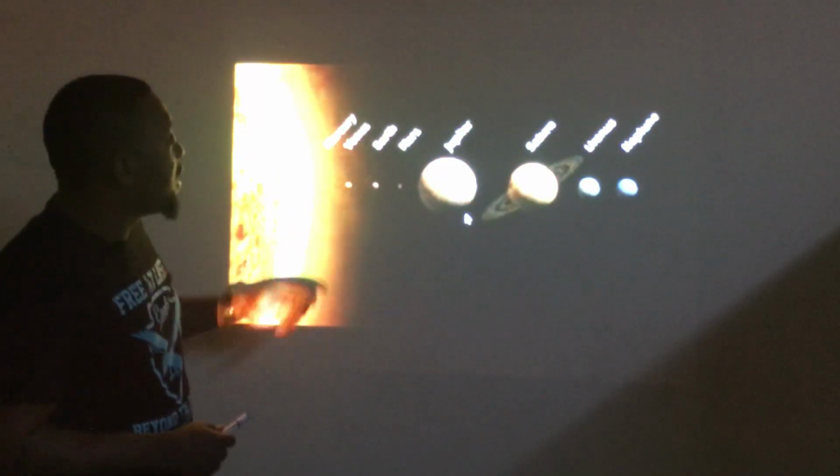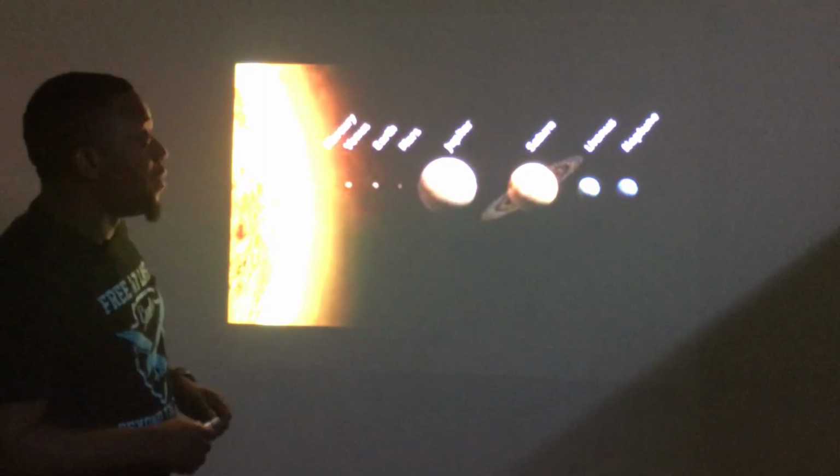I believe with this diagram, the pictures that I've shown, we have spoken well about this topic, the solar system.